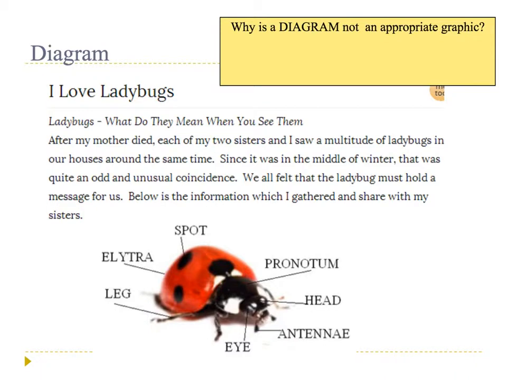Okay, so why should you not use a diagram here? We have a text and it's telling a story about ladybugs and how this person saw ladybugs right after her mother died and talking about what she was going to share with her sisters. And then down here, we have the different parts of a ladybug labeled. So why is this not appropriate? Why does it not fit with the text? Pause and answer.